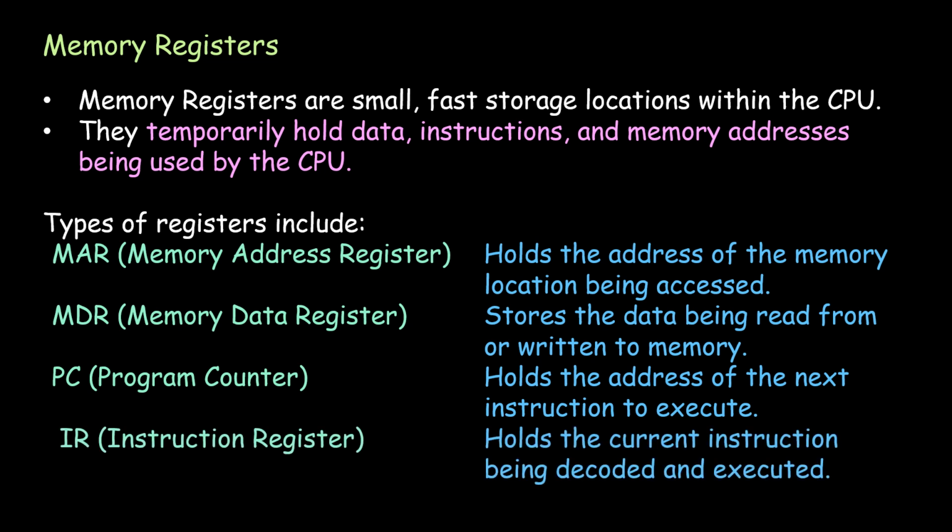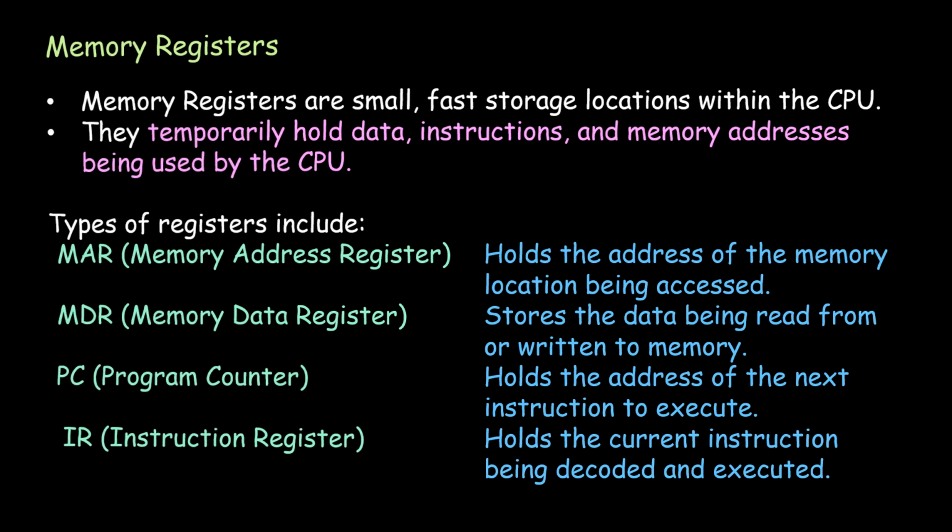And the fourth one is the IR, the Instruction Register. It holds the current instruction that the CPU is executing. It stores the instruction that has been fetched from the memory and is now being decoded and processed. So these registers work together to help the CPU process instructions and data efficiently, making sure everything happens in the right order at the right time.